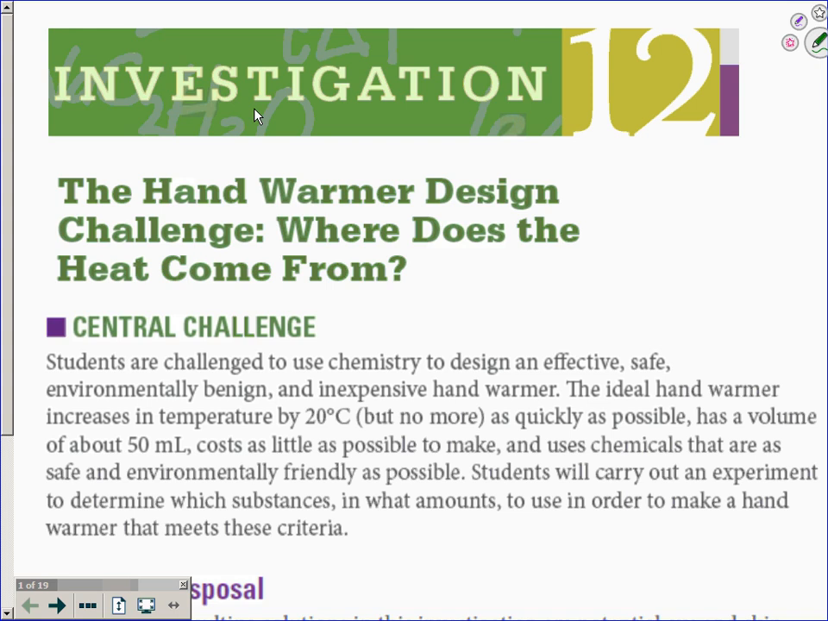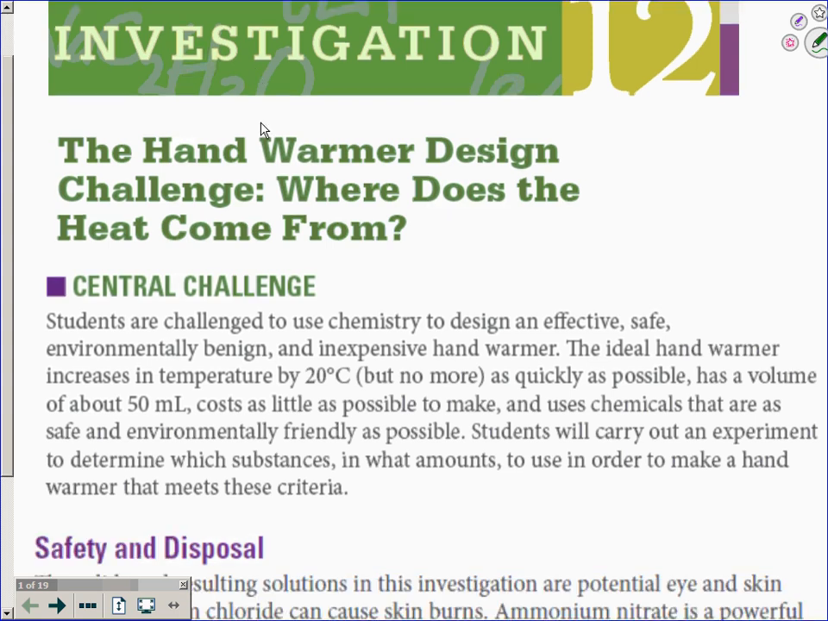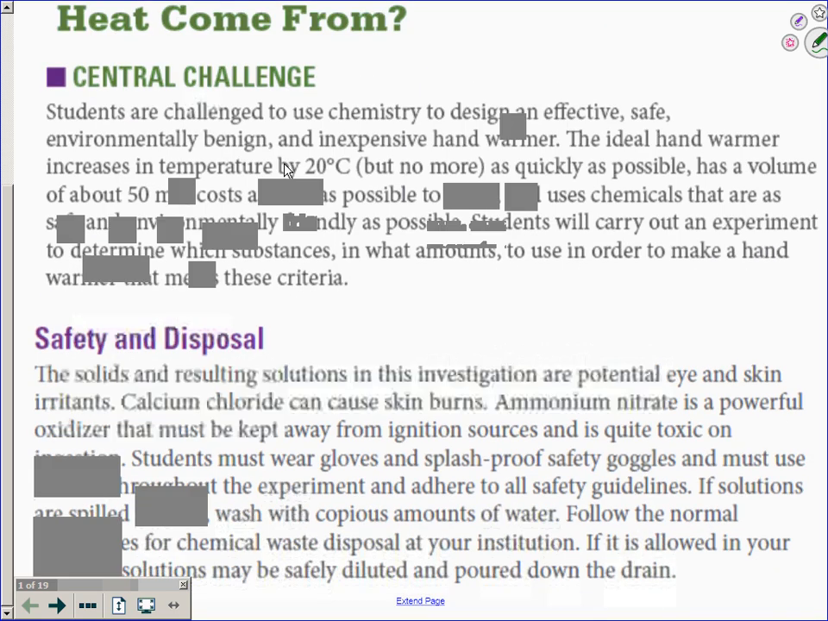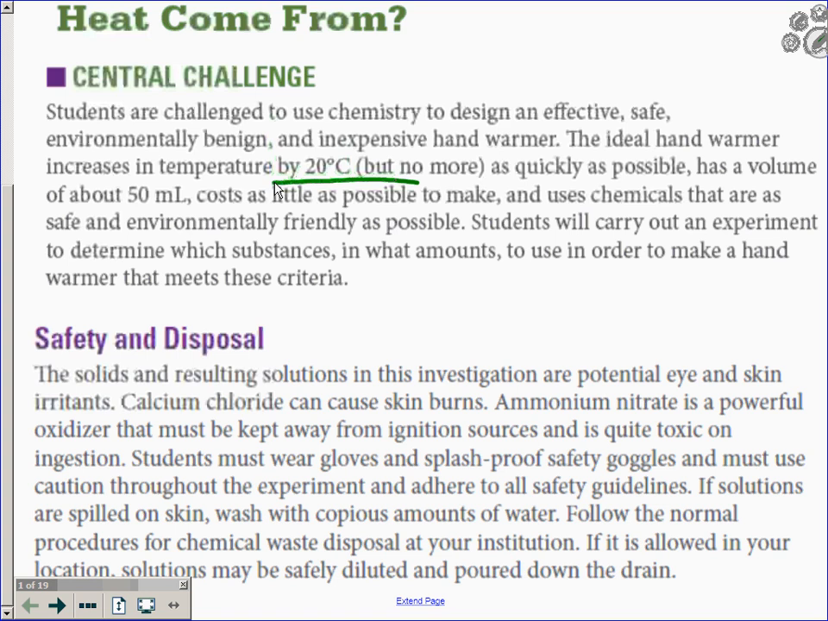Okay. So a couple of things. I'm not going to highlight on the board here. To make an effective, safe, environmentally benign, and inexpensive hand warmer, your hand warmer cannot increase more than 20 degrees Celsius, because then you get sued, right? That would be a horrible death. You don't want it to get too hot.